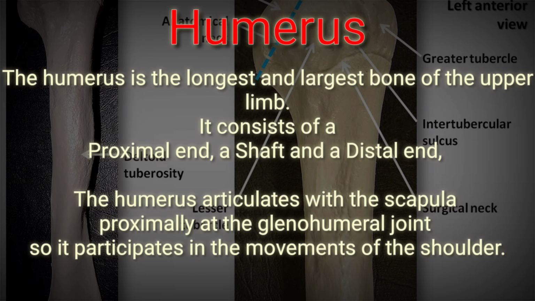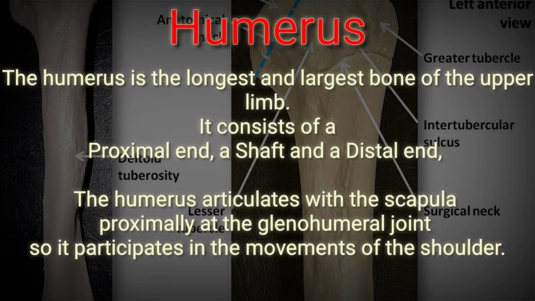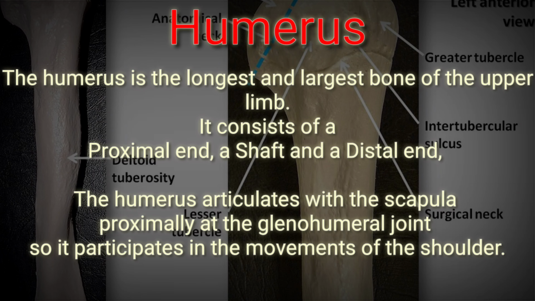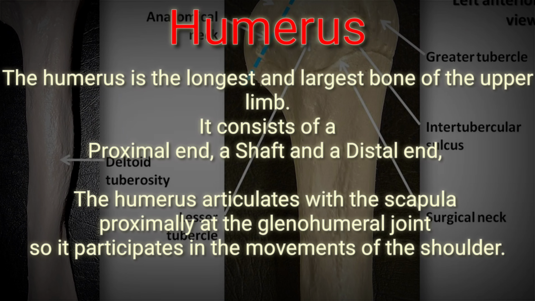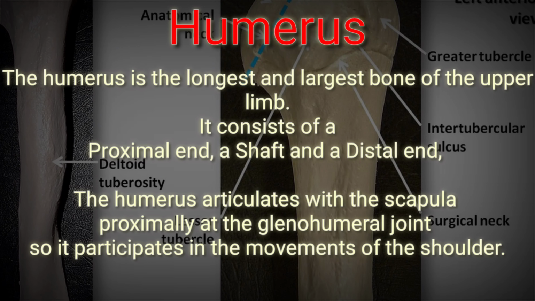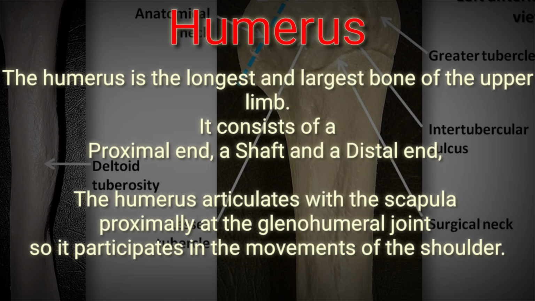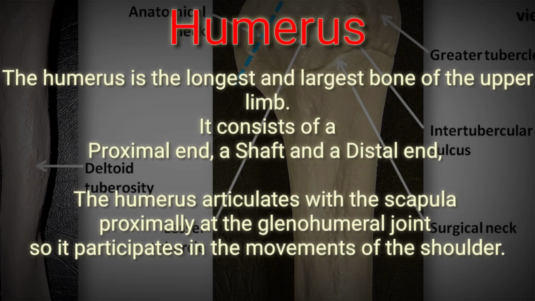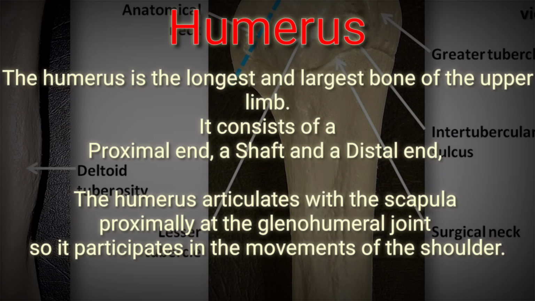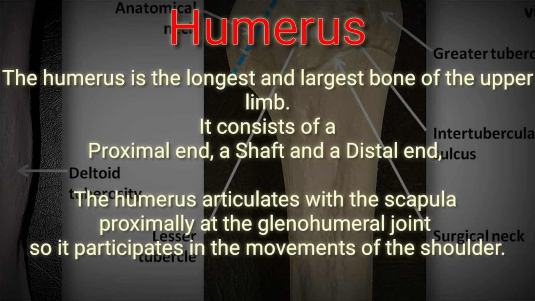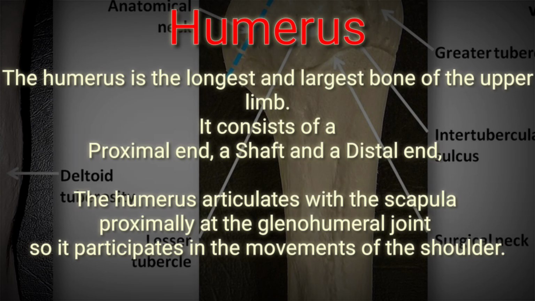Humerus. The humerus is the longest and largest bone of the upper limb. It consists of a proximal end, a shaft, and a distal end, all of which contain important anatomical landmarks. The humerus articulates with the scapula proximally at the glenohumeral joint, so it participates in the movements of the shoulder.